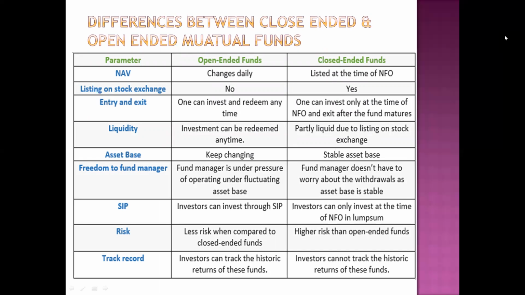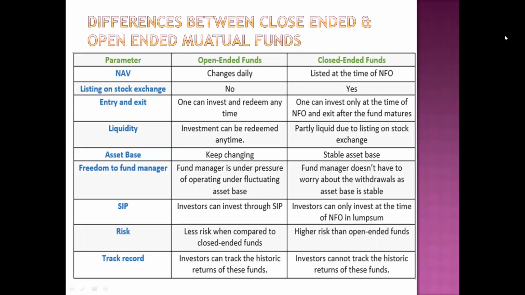For example, the first one is NAV, net asset value. In the case of open-ended funds, net asset value changes every day. If the demand is more, if more investors are investing money in that particular fund, prices will rise. And if more people are withdrawing money, then the prices will fall. So there is a fluctuation in the net asset value of the mutual fund units in the market.